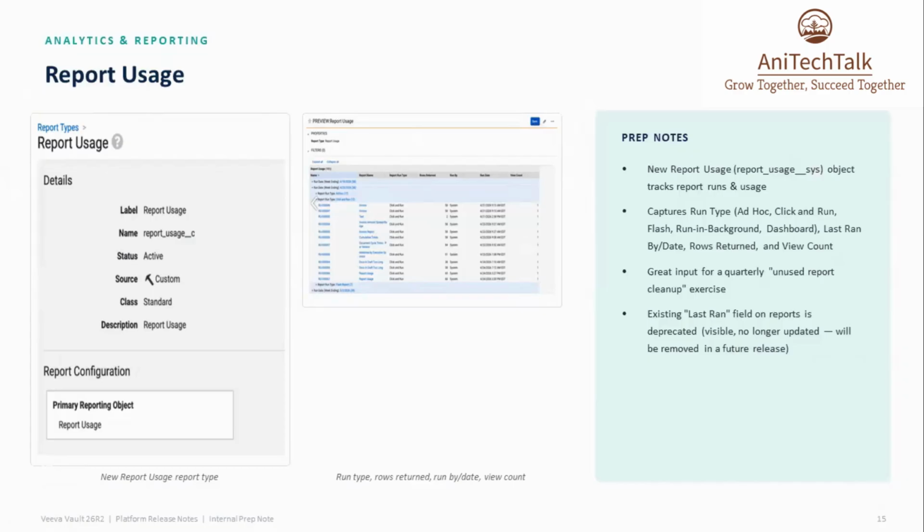Now this is a great input for a quarterly unused report cleanup exercise. Otherwise we are not sure whether a report is really needed or not, and unnecessarily we are blocking the space, which we don't want as part of the governance system, right? Now, the existing last run field on the report is deprecated, visible, no longer updated, and will be removed in a future release.